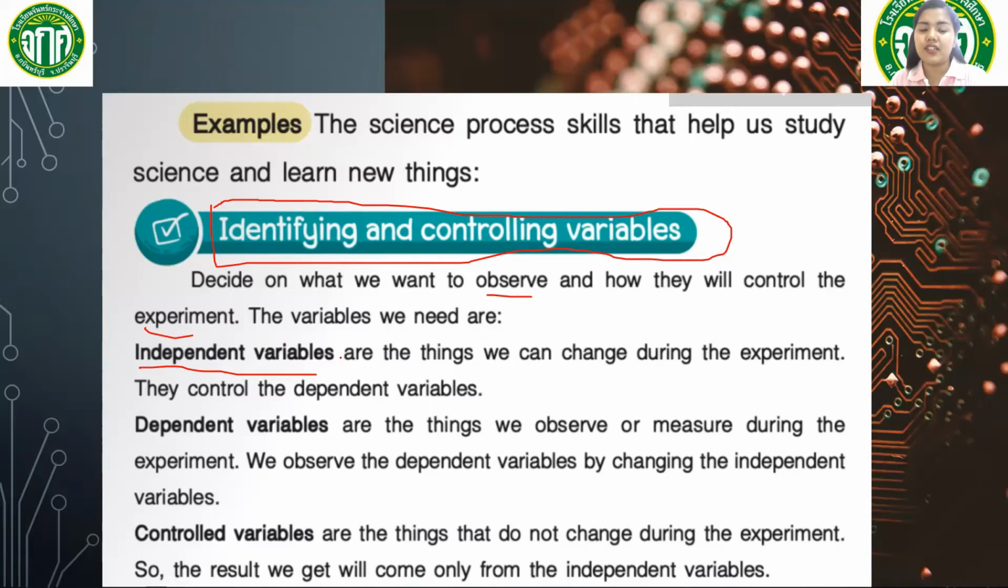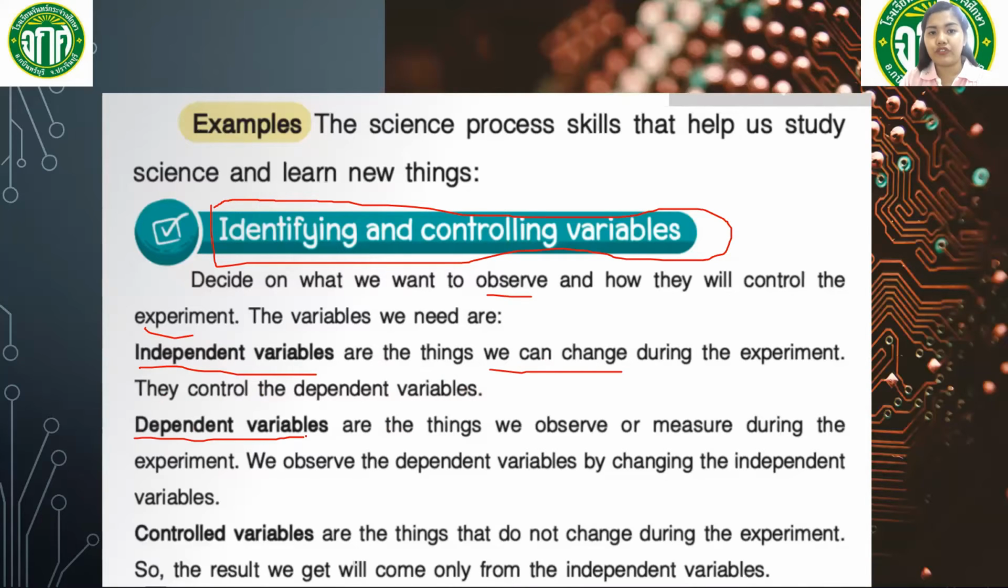What are independent variables? They are the things we can change during the experiment. They control the dependent variables. Again, independent variables are the ones that we can change during the experiment, and they control the dependent variables.